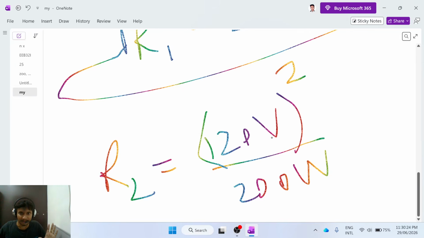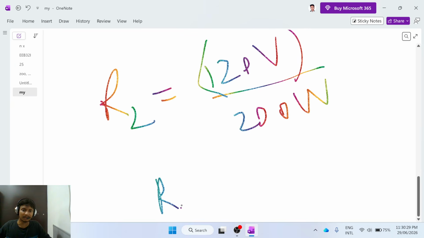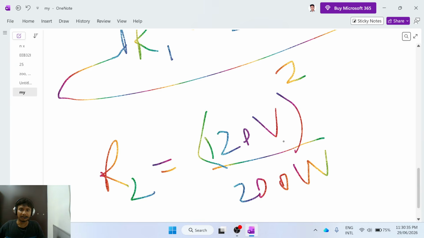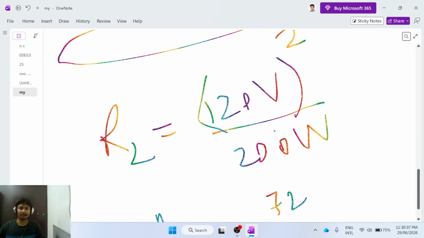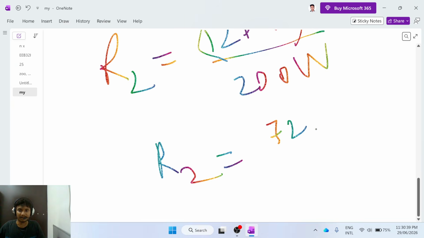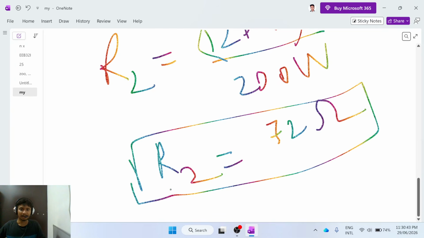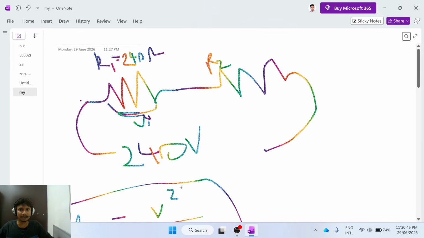120 volts squared divided by 200 watt. If you calculate this, finally you will get 72 ohm. This is the final answer. Now R2 is equal to 72 ohm.